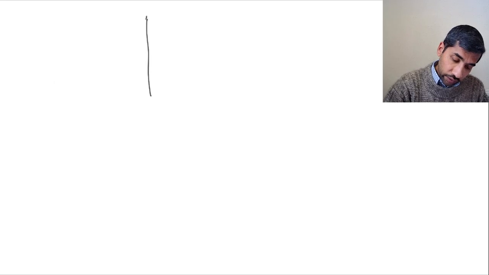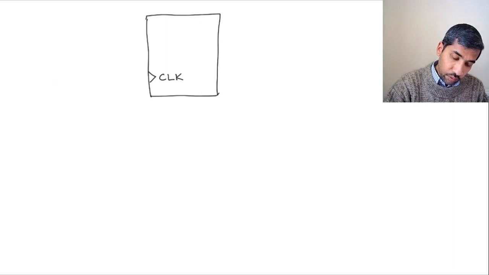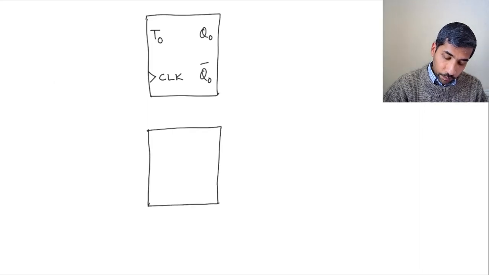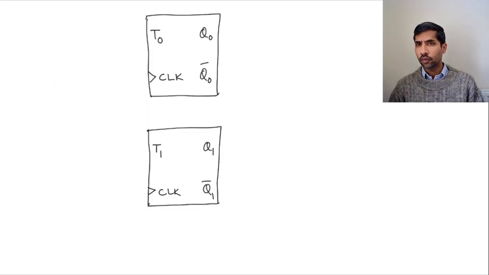So let's say those are, as we said before, T flip-flops. Let's draw that here and let's call this T0, Q0, Q0 bar. Okay, that's because it's the 0th bit, right? And this is your second flip-flop, and let's name it 1. So you have T1, Q1 and Q1 bar.